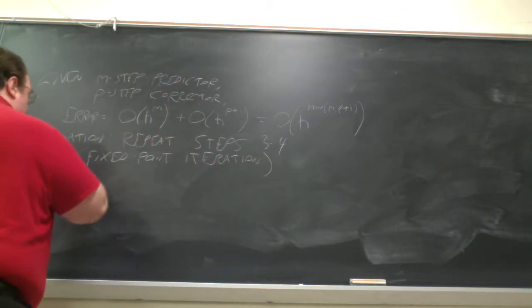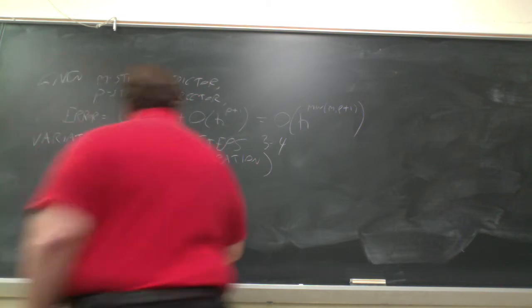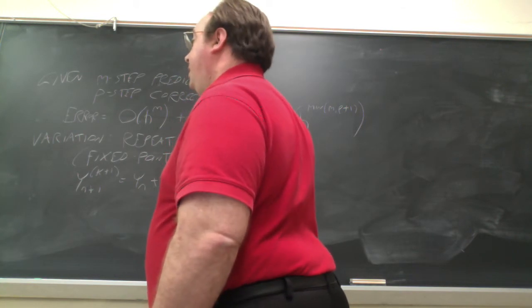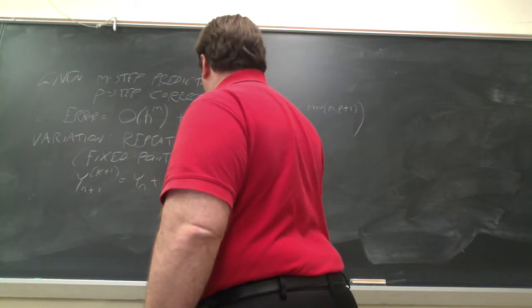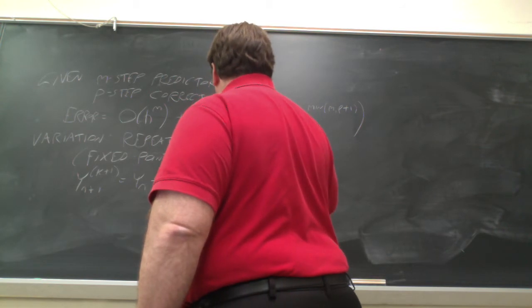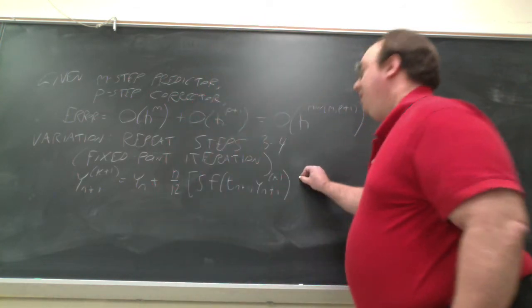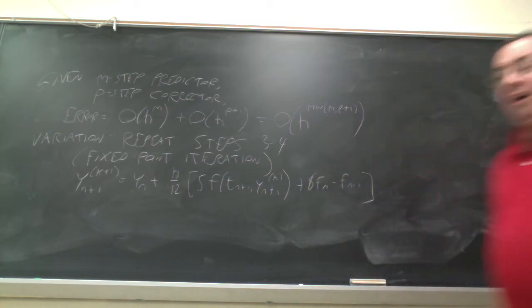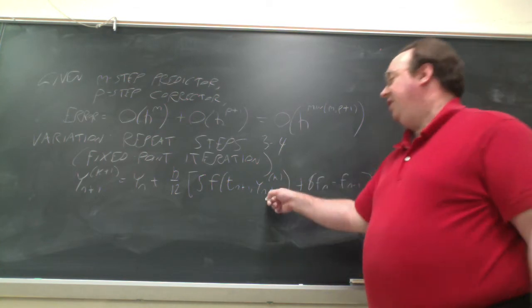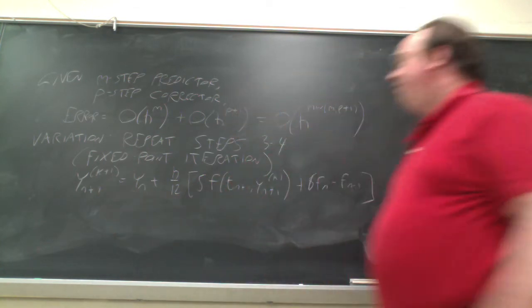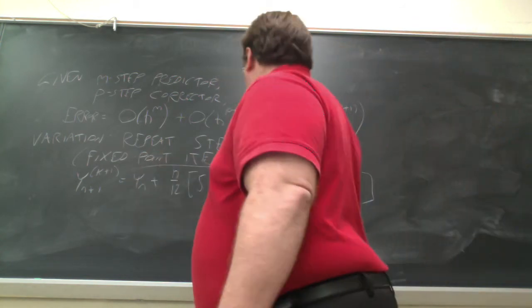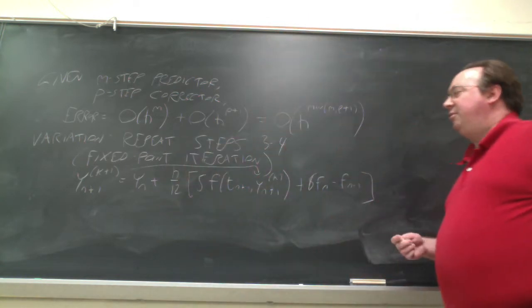So in other words, yn plus 1, k plus 1, like an iteration, is equal to yn plus, so using the method from this example, just for convenience, 5f of tn plus 1, yn plus 1 k, plus 8fn minus fn minus 1. So the old yn plus 1 gets plugged in here on the right side to produce the new yn plus 1 on the left side. And we just keep plugging it in, keep going, until we get some convergence.